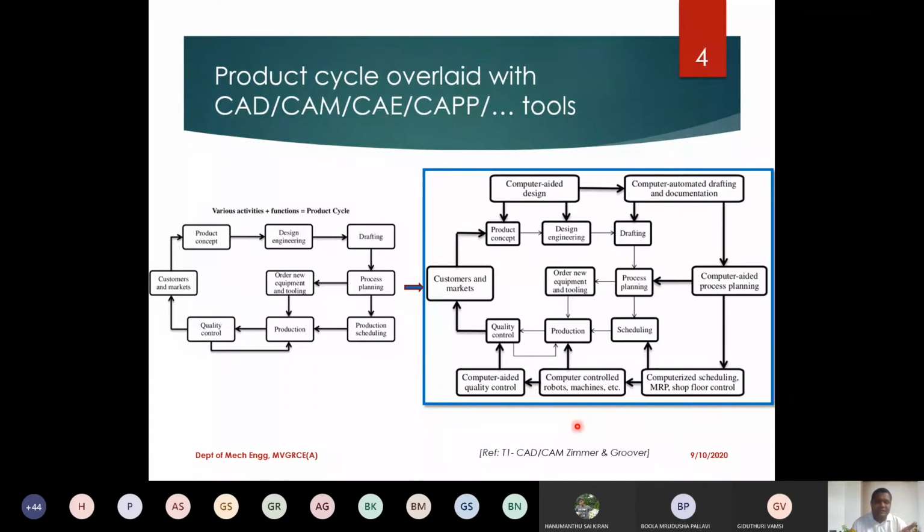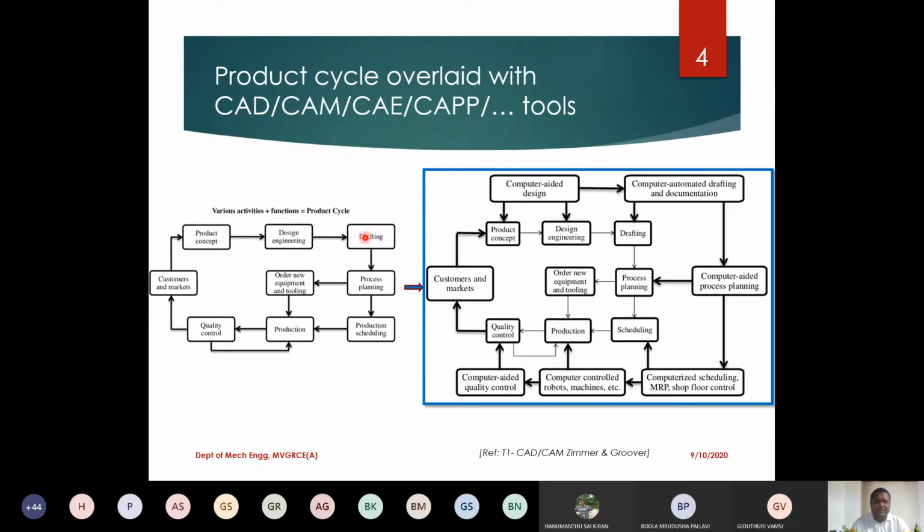This is also one of the very famous textbooks, which is the first textbook as per the syllabus. So here he showed the same cycle. He clubbed some of the phases, for example, product concept, design, engineering, drafting.